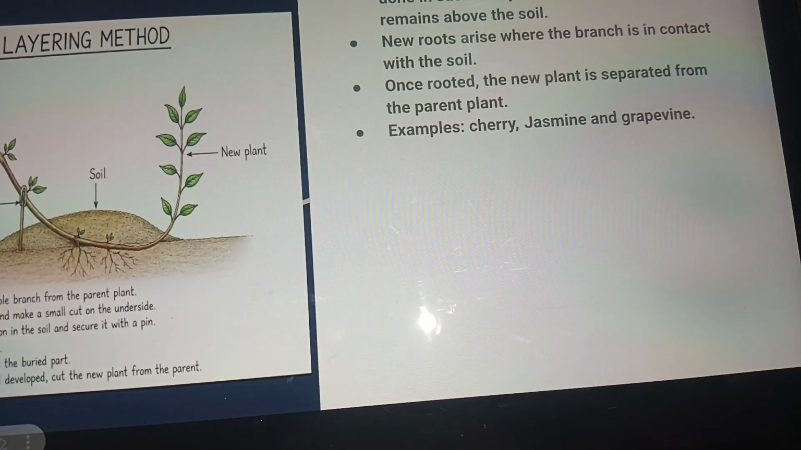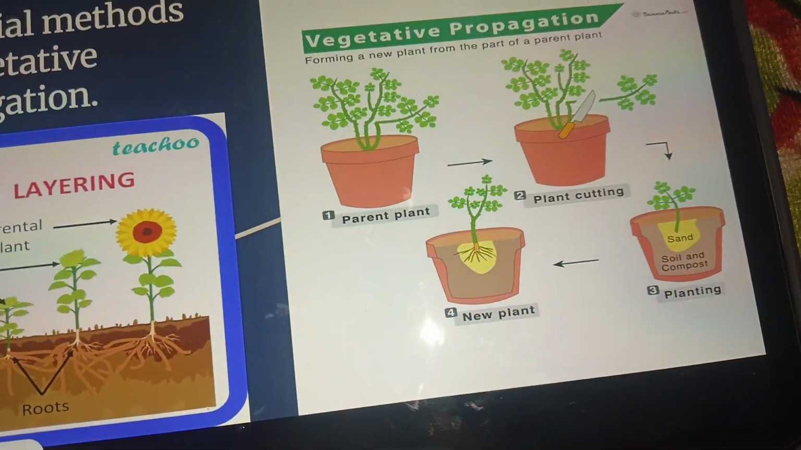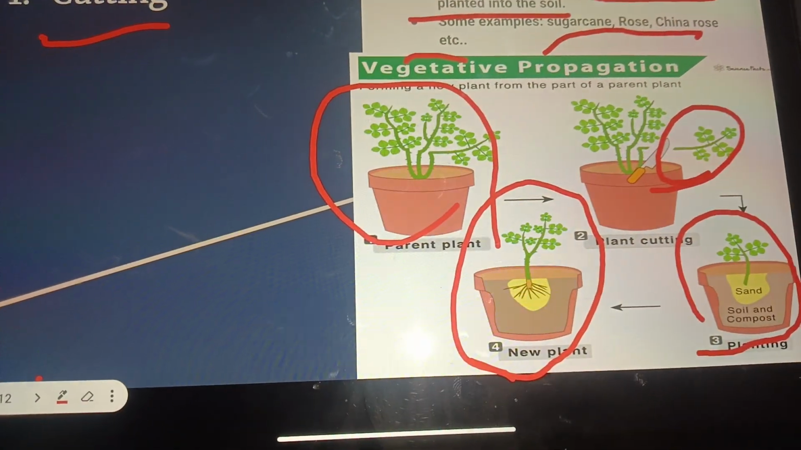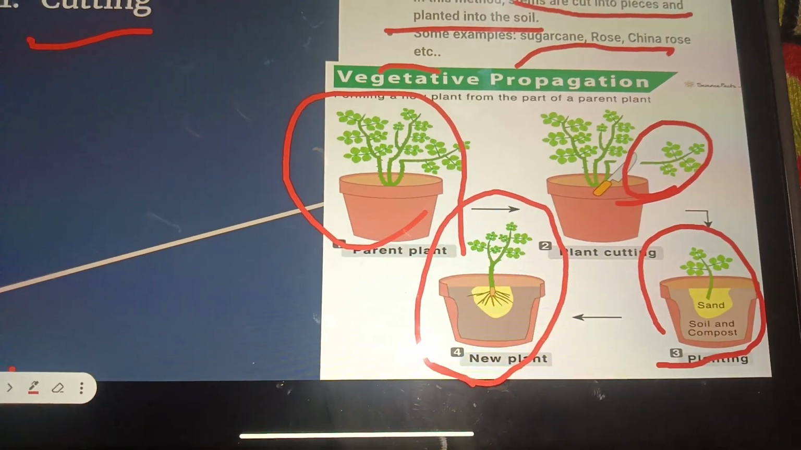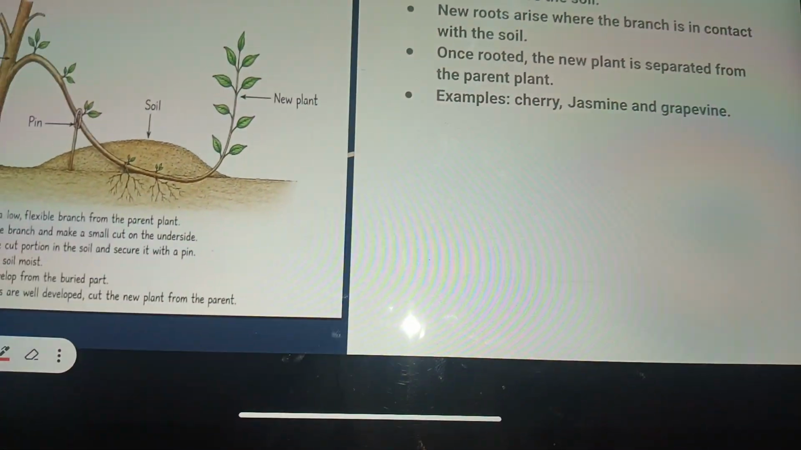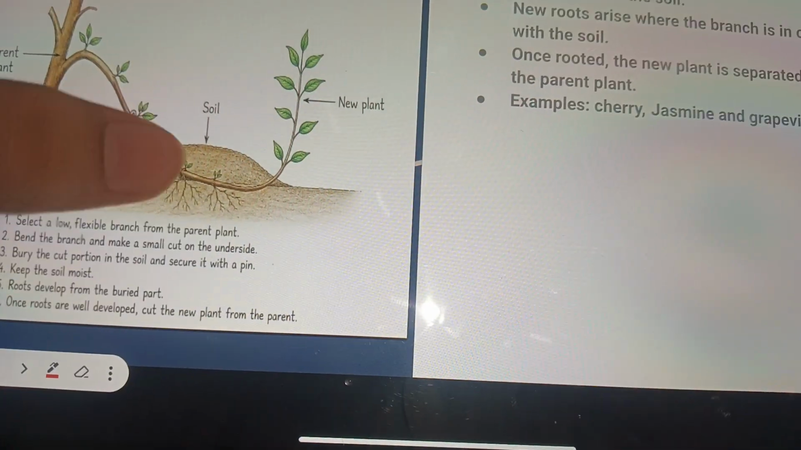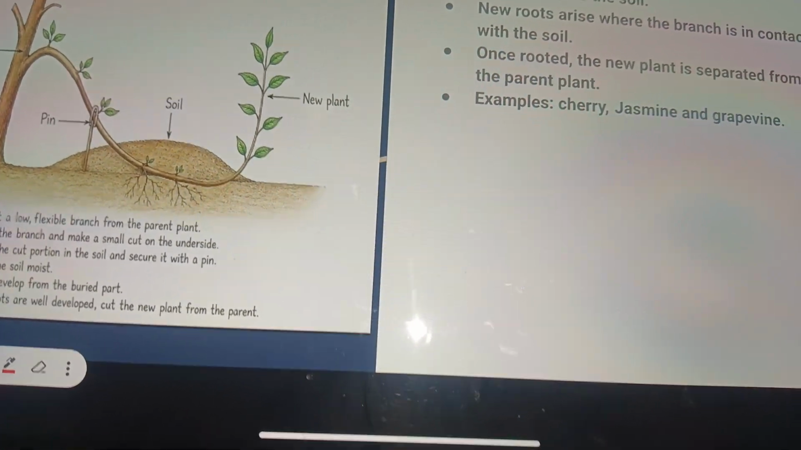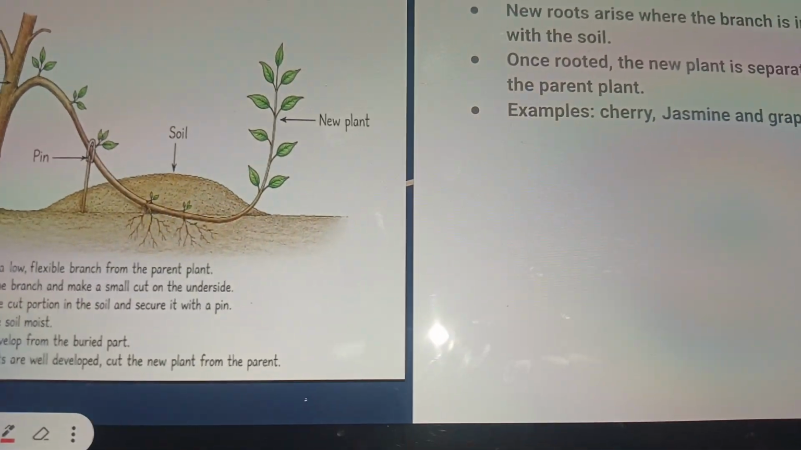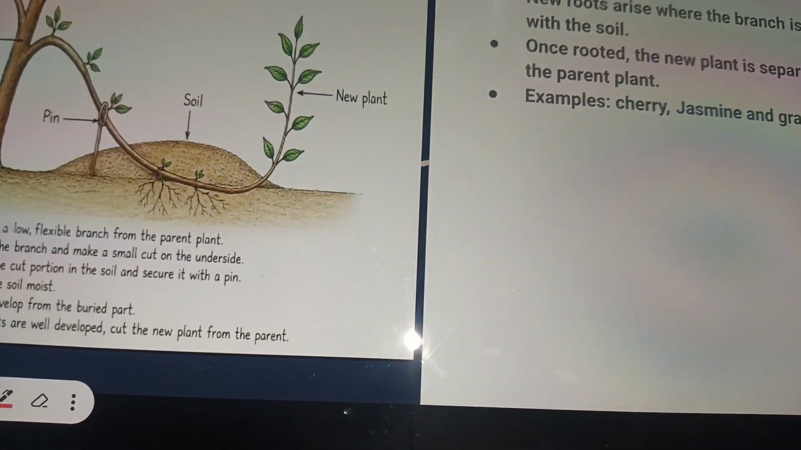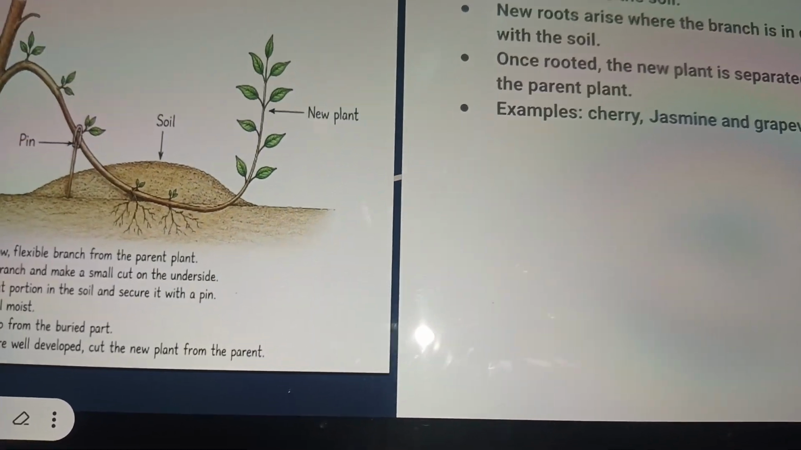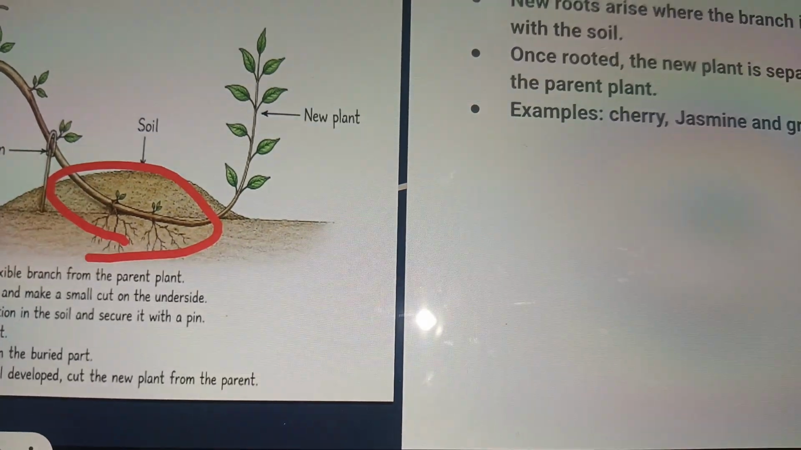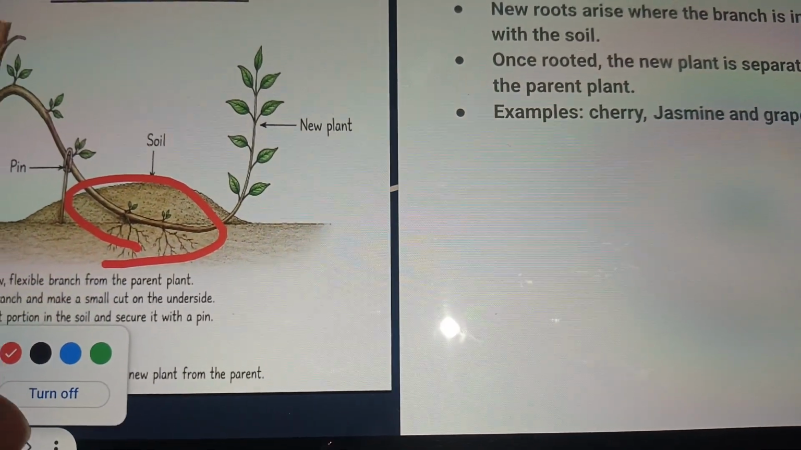So you know there are how many methods? There are four methods of artificial vegetative propagation. First is cutting. A healthy stem is cut and planted into the soil. Then it will grow. Layering: a branch is bent and is still attached to the parent plant, and the growing tip is present above the soil. Is that clear? New roots arise where the branch is in contact with the soil. Once rooted, you can cut it.